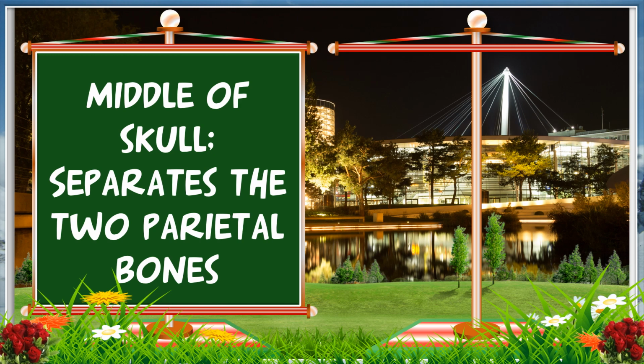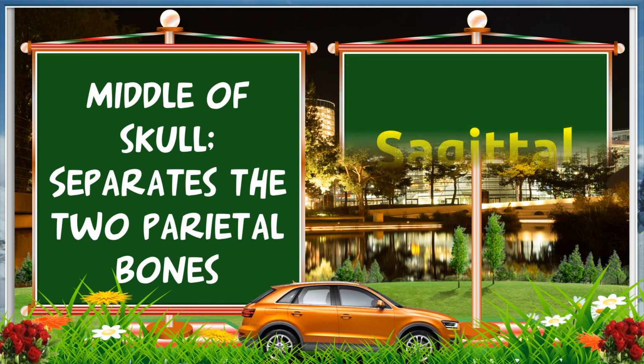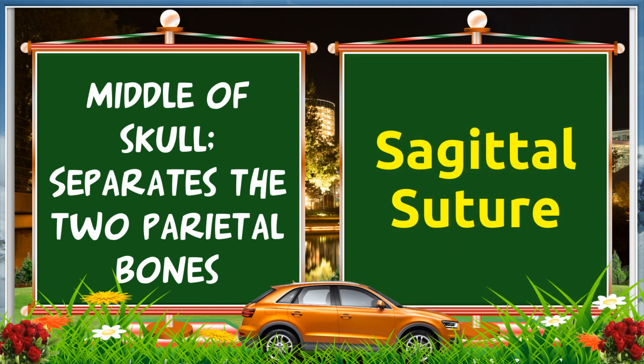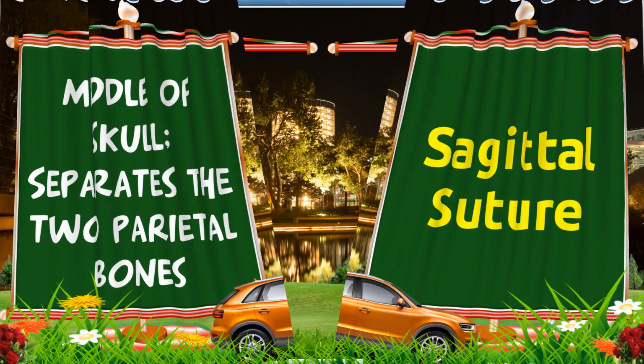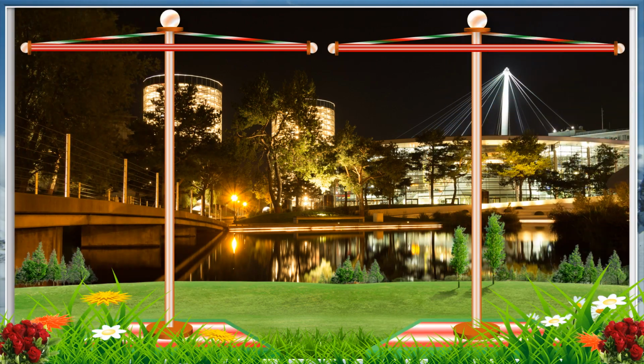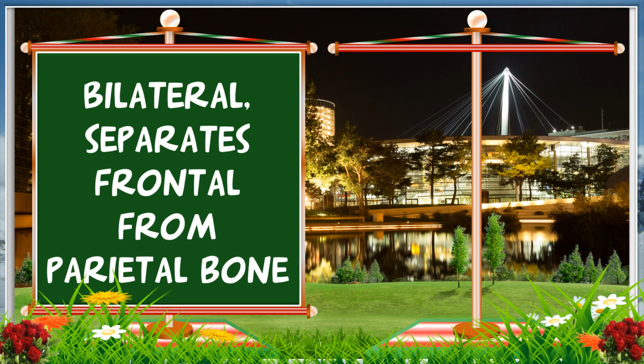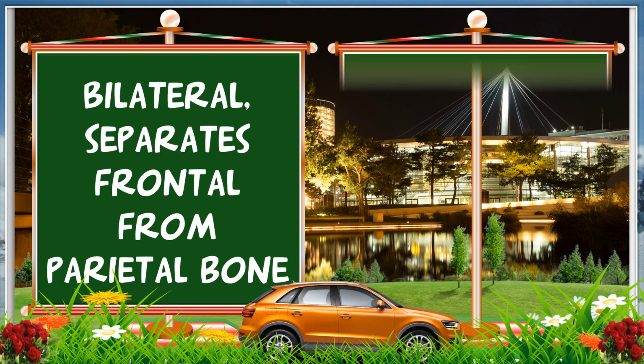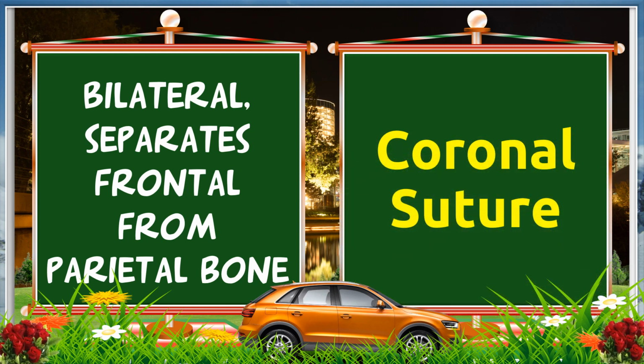Middle of skull separates the two parietal bones. Sagittal suture. Bilateral, separates frontal from parietal bone. Coronal suture.